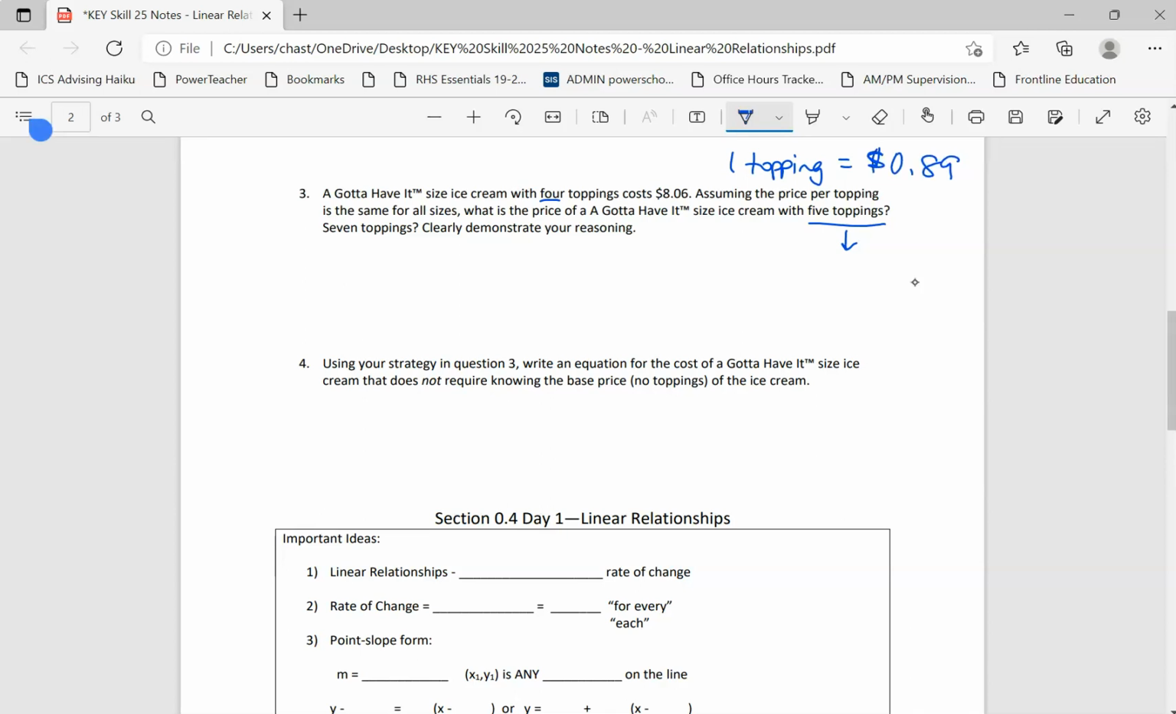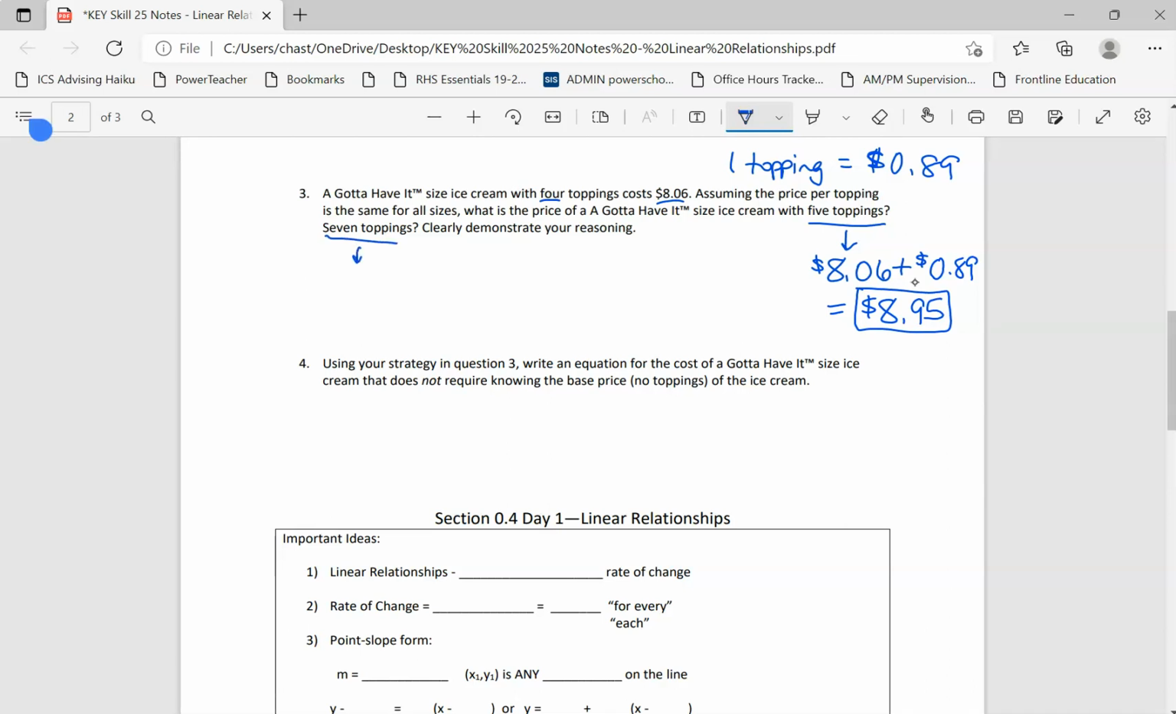All right. So if I have 4 toppings, it's $8.06, but we're going to get a 5th topping because it says the cost of 5 toppings. We're going to add 89 cents to that, and that'll give me a cost of $8.95. That's with 5 toppings.